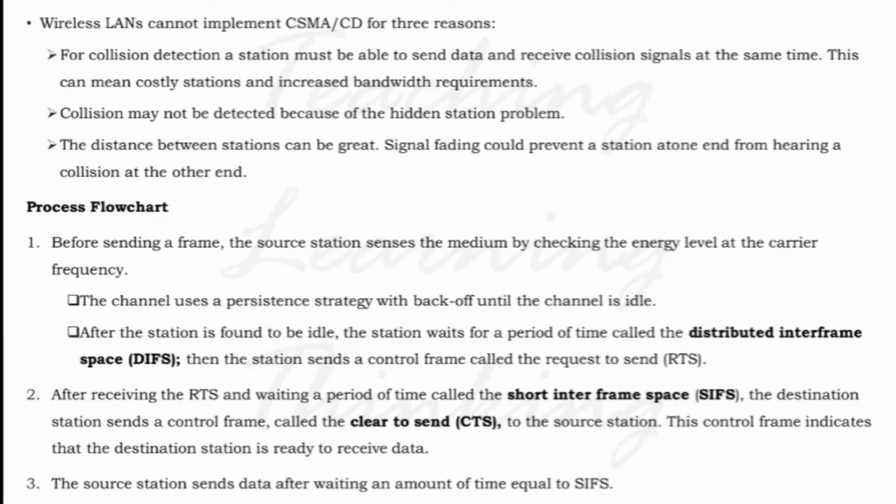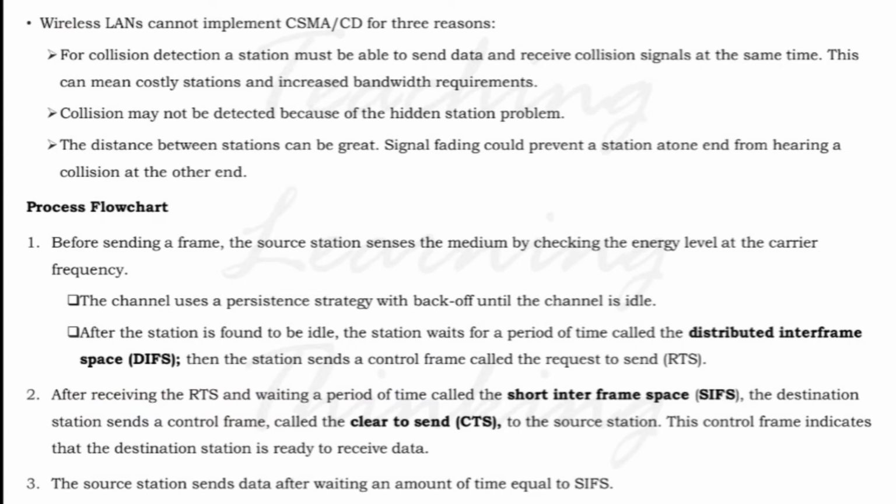A wireless LAN cannot implement CSMA/CD for three reasons. First, for collision detection, a station must be able to send data and receive collision signals at the same time. This can mean costly stations and increased bandwidth requirement. Second, collision may not be detected because of the hidden station problem, which we will discuss later. And third, the distance between stations can be great and signal fading could prevent a station at one end from hearing a collision at the other end. So these are the reasons why we cannot implement CSMA/CD in a wireless LAN.